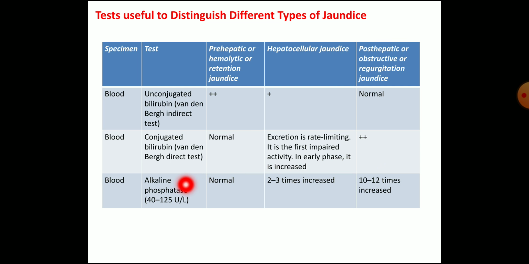Then in the blood, one more test you can do is the alkaline phosphatase, 40 to 125 international units per liter normal. It is normal in prehepatic because there is no affection of the liver. Then it is 2 to 3 times increased in hepatocellular jaundice, because there is some infection in the liver, and alkaline phosphatase is produced by the liver biliary canalicular cells also, apart from the bone. Then it is 10 to 12 times increased in the post-hepatic or obstructive jaundice. So it is again a diagnostic marker of post-hepatic or obstructive jaundice.